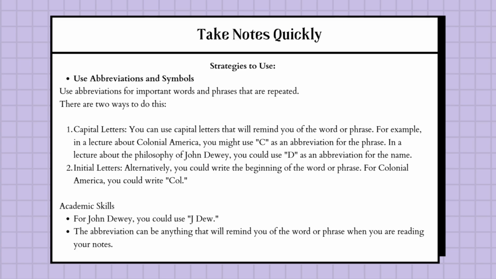Second, initial letters. Alternatively, you could write the beginning of the word or phrase. For colonial America, you could write col. For John Dewey, you could use Dew. And the abbreviation can be anything that will remind you of the word or phrase when you are reading your notes.